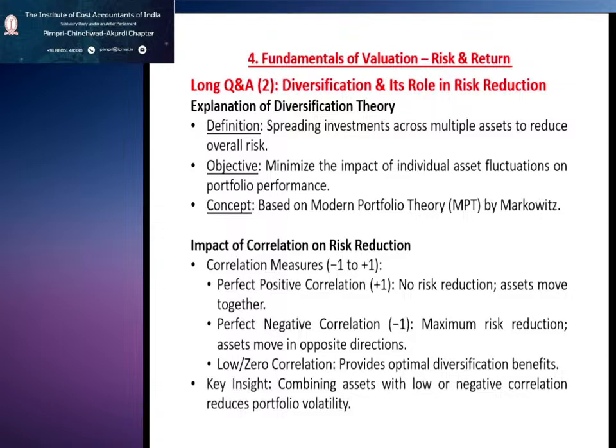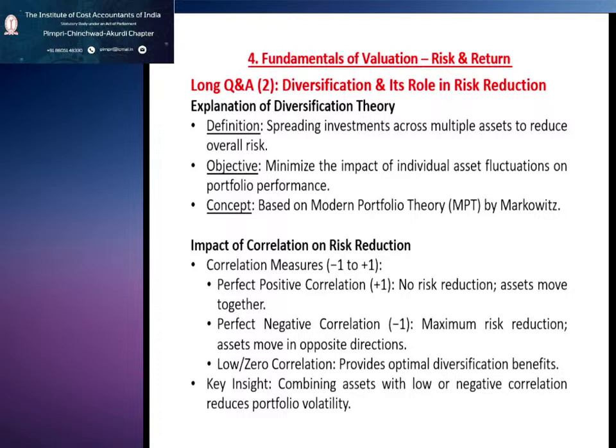Impact of correlation on risk reduction. So how does correlation impact risk reduction? Correlation measures from -1 to +1, so that's the range of correlation. Perfect positive correlation, that is +1, means no risk reduction, as assets move together. So in a way there is no trade-off or risk reduction per se, and assets move in a particular direction altogether. The perfect negative correlation, that is -1, is the maximum risk reduction, as assets move in opposite directions. So that's the impact of correlation on risk reduction.